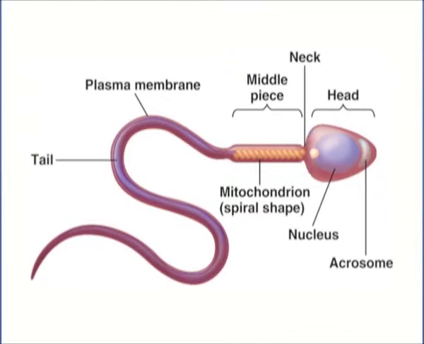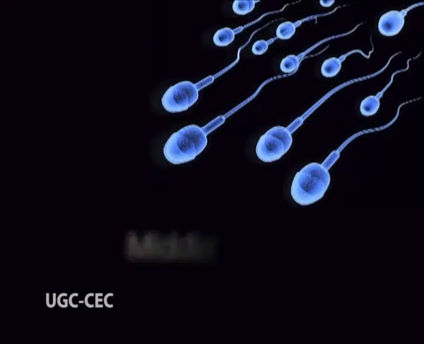It contains the proximal centriole towards the nucleus, which plays a role in first cleavage of the zygote, and the distal centriole, which gives rise to the axial filament of the sperm.